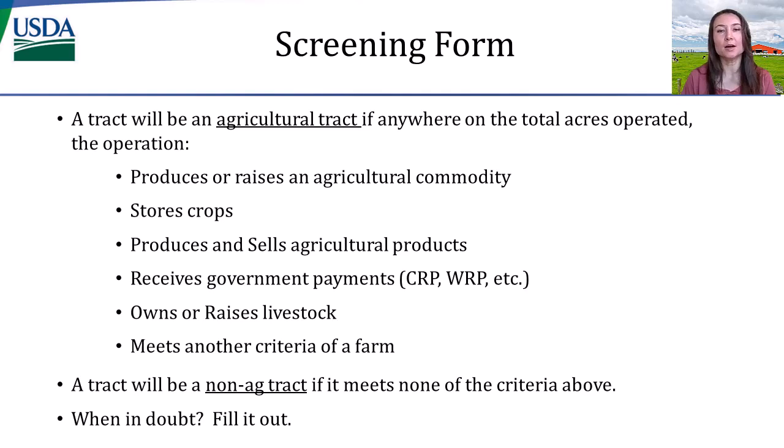A tract will be a non-ag tract if it meets none of the criteria above. So for non-ag tracts, questions 8 through 16 are all no, and columns 18, 20, and 20A will be completed, and your interview is complete in the screening form for the non-ag tract.